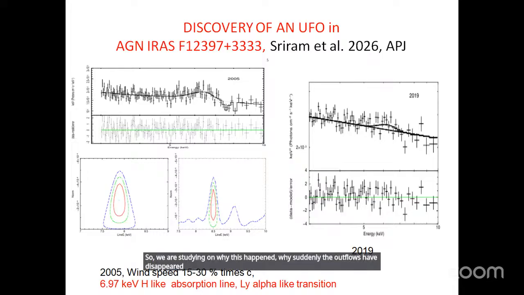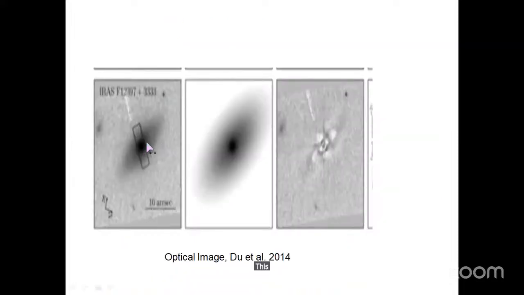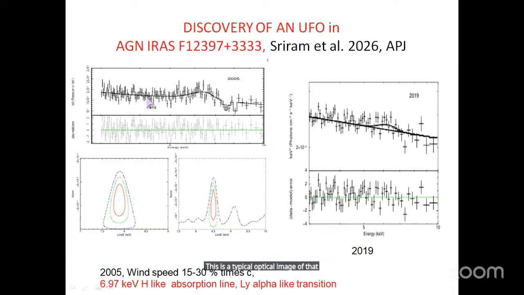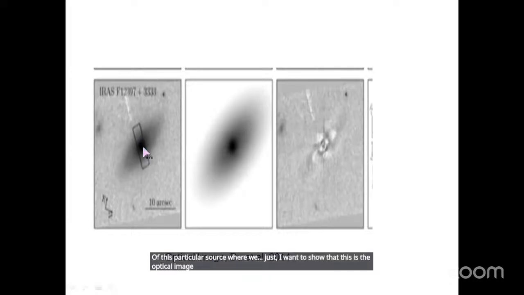Let me tell you, these outflows are extremely important for star formation. If you don't have outflows, the star formation rate will be very, very small. This is a typical optical image of this particular source, where generally they keep a slit here and study the spectrum, and by analyzing the spectrum we can know the mass.